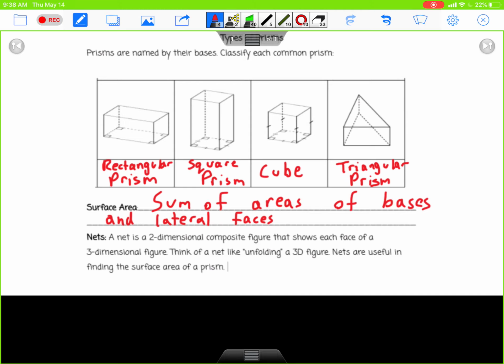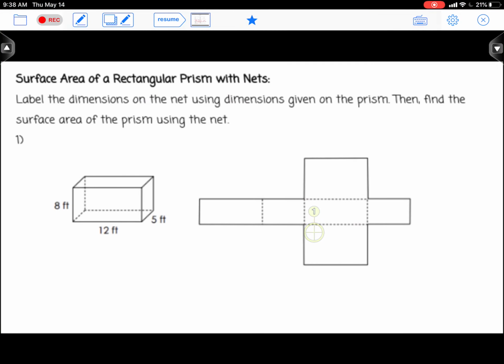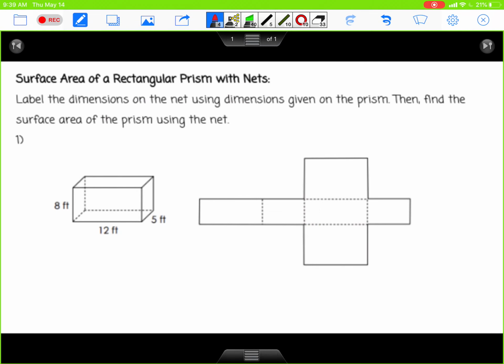Our first method of finding surface area is using nets. A net is just unfolding the shape, unfolding the figure, so it's flat. You take a three-dimensional shape, you open it up, you make it flat. So we look at our first example here of a rectangular prism. That's what we're going to work with today, rectangular prisms only.